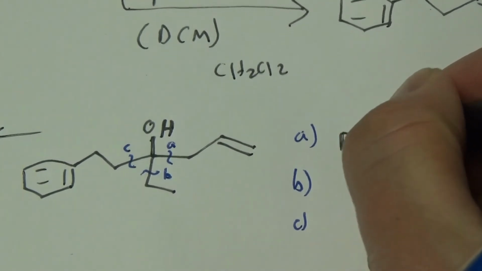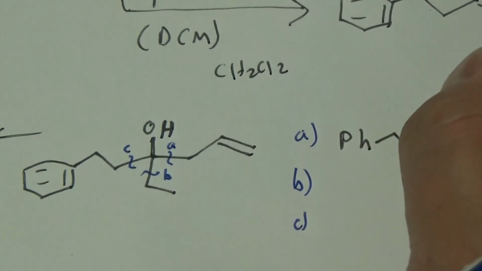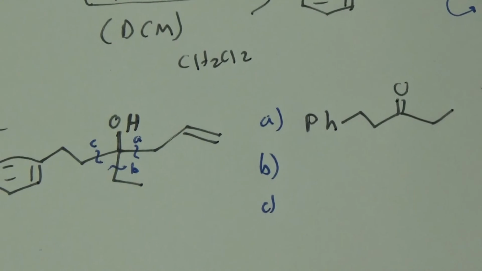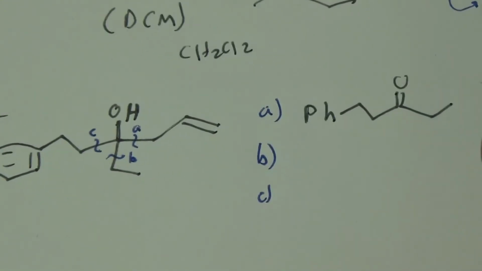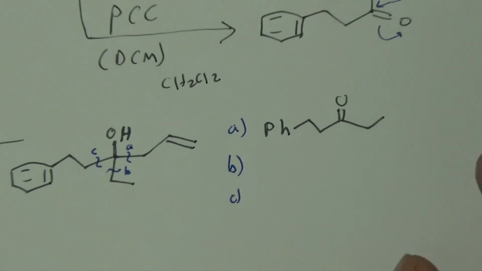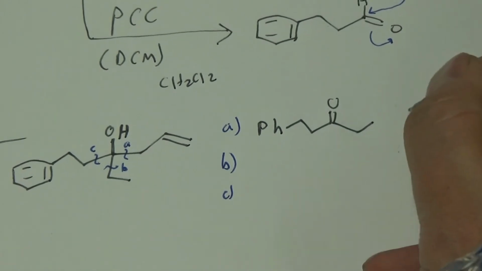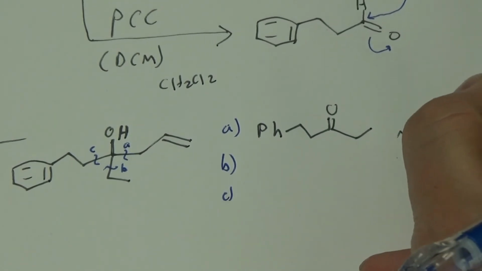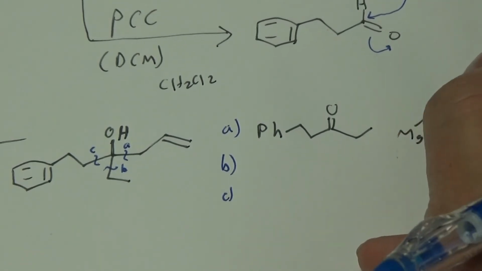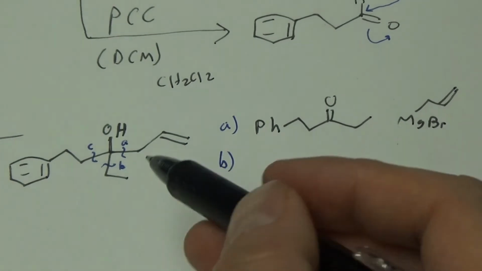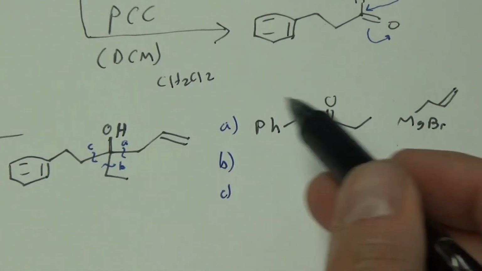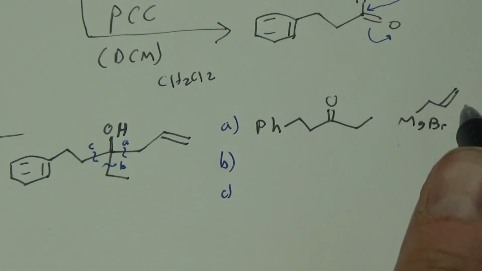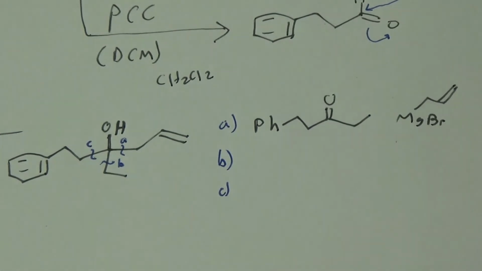I can abbreviate the benzene as Ph. So for A, there's the ketone, and then draw MgBr, like that piece, CH2 connected to MgBr. Okay? I could probably draw that nicer, but that's fine.